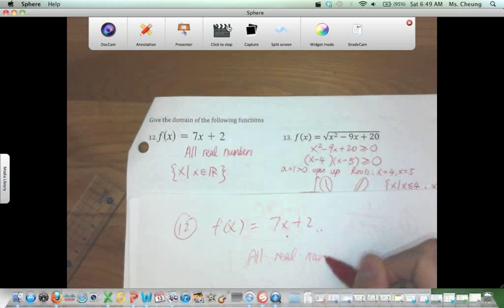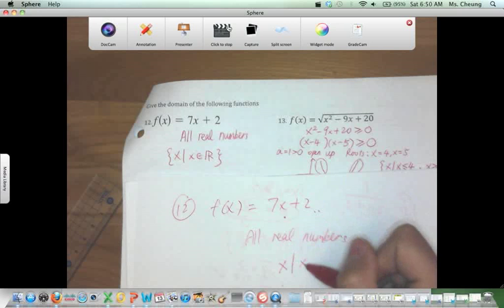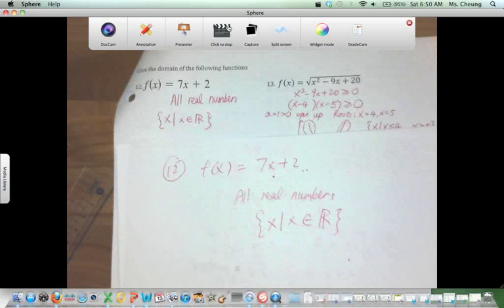That means x can be any number, and your function will be defined. To write it in set notation, we have all values of x such that x belongs to the real numbers. This is how you write it as a set. This is question number 12, and I'm going to work on question 13.